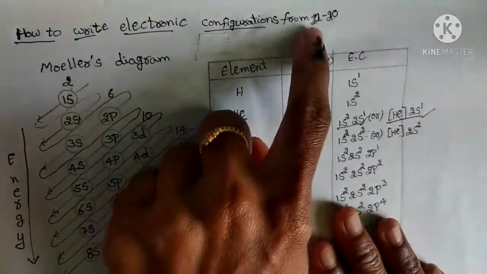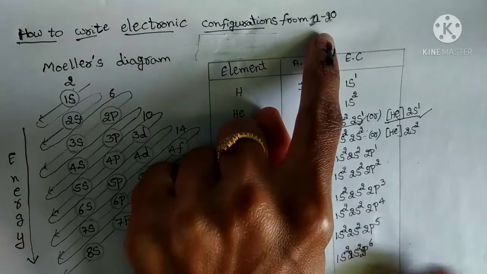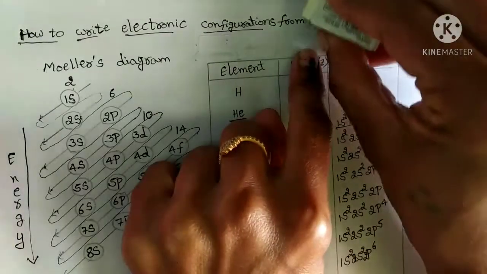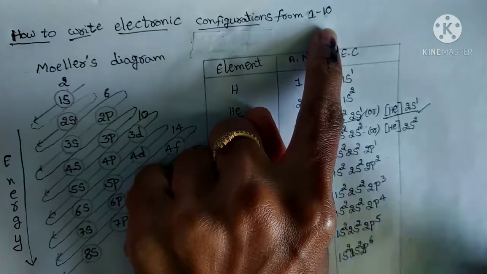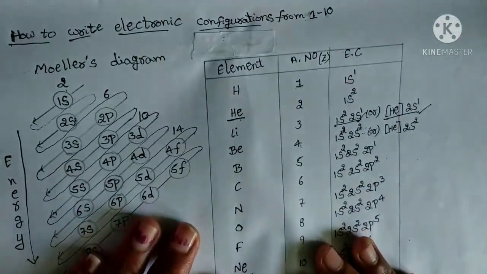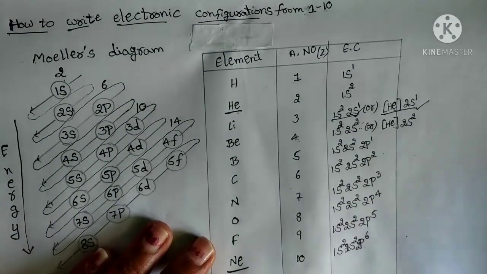In the previous video, we discussed how to write electronic configurations from 11 to 20. And before that video, we discussed how to write electronic configurations from 1 to 10. If you have not seen those videos till now, I have given the links in the description. Once, please go through them.